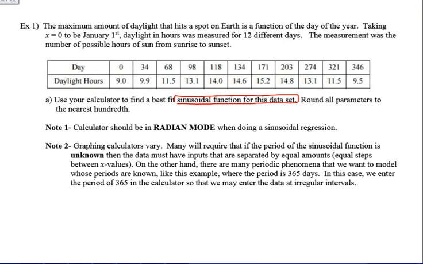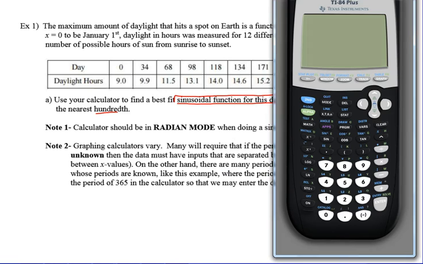And we're going to round all the parameters to the nearest hundredth. Remember, your calculator should be in radian mode when you're doing sinusoidal regressions, and there's some little tricky stuff about sinusoidal regressions that I'm going to be talking about in a second.